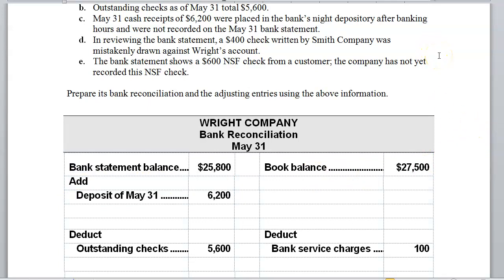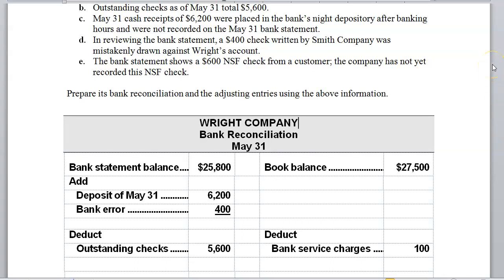On D, in reviewing the bank statement, a $400 check written by Smith Company was mistakenly drawn against Wright's account. So whenever there's an error, first you want to determine, was it a bank error or was it a book error? In this instance, it was a bank error. So the check was written by another company, but accidentally added to our bank statement by subtracting the $400 check as clearing. So the reconciling item is to add it back to our bank balance.